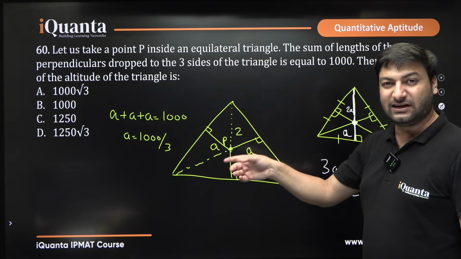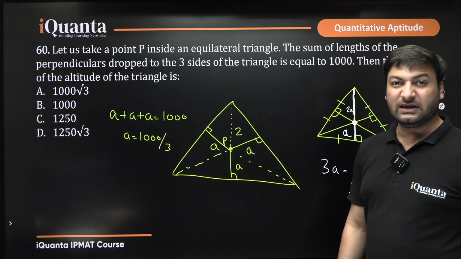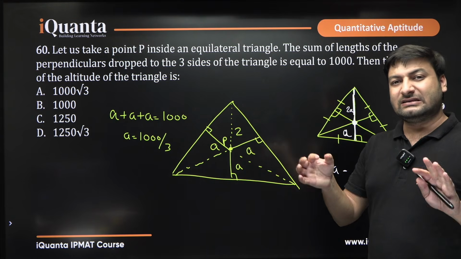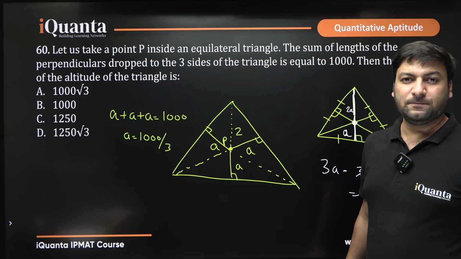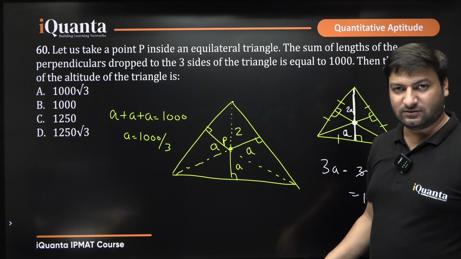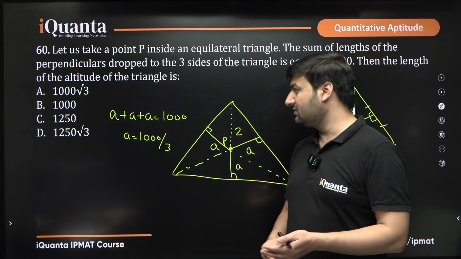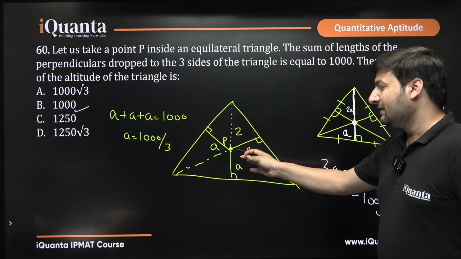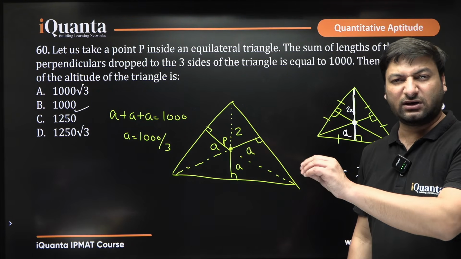If inside an equilateral triangle you take a point P and then from P you draw perpendiculars to all the sides, their sum will always be equal to the length of the altitude. That is a proper theorem, you can search for it, but this is how we do it. If we take a point exactly at the centroid, that means the middle or center.